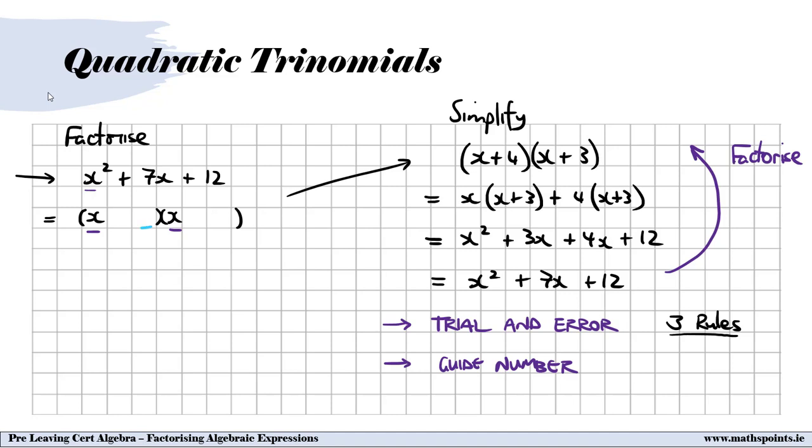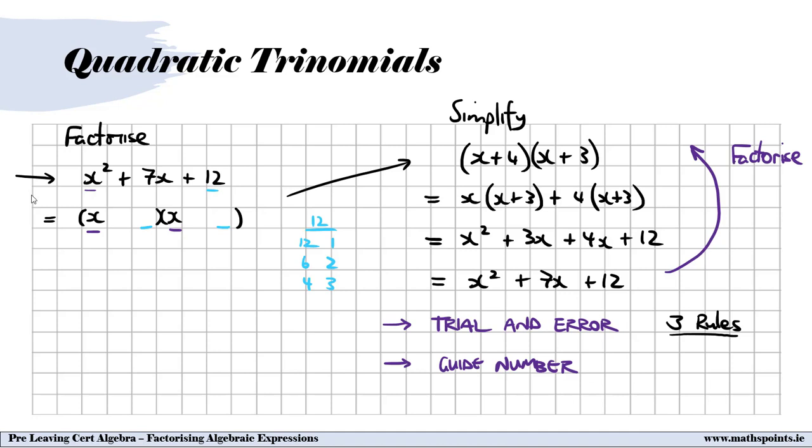The second rule says that the last term in each bracket has to multiply to give the last term in the expression, the constant, the term without an x in it. There's a number of things that multiply to give 12, so it's helpful on the side of the page to write down the number 12, and underneath it write down what multiplies to give 12. It could be 12 and 1, 6 and 2, or 4 and 3. They're all the factors of 12. So with absolute certainty, we can say that this is either going to be 12 and 1, 6 and 2, or 4 and 3. And this is where the trial and error method comes in. I'm not sure which of these pairs it is yet.